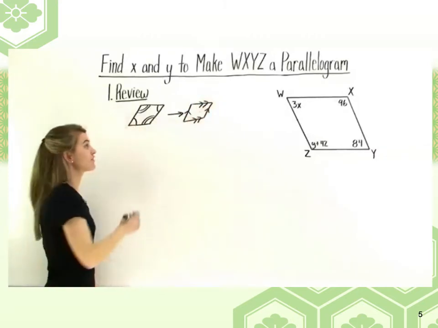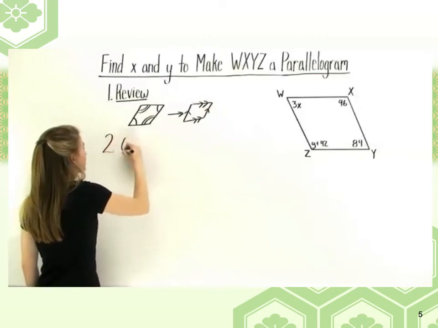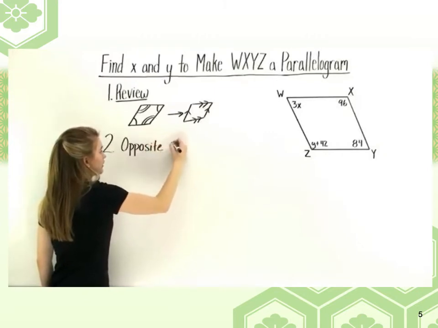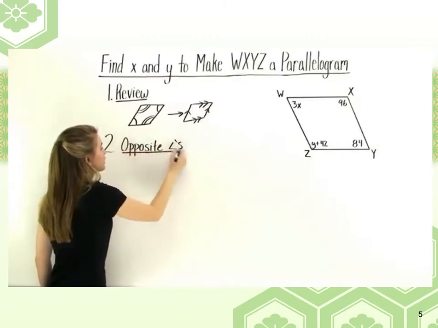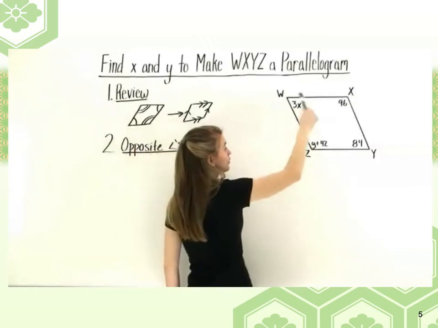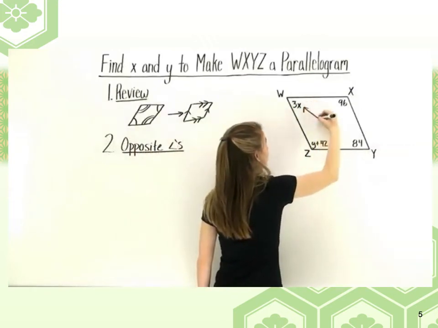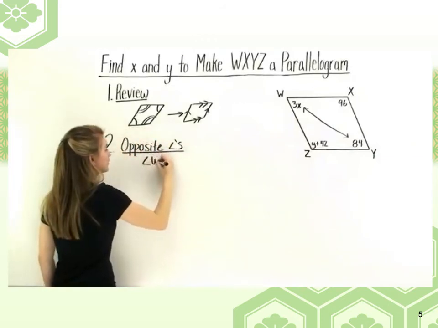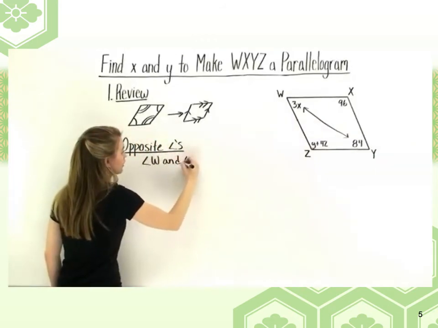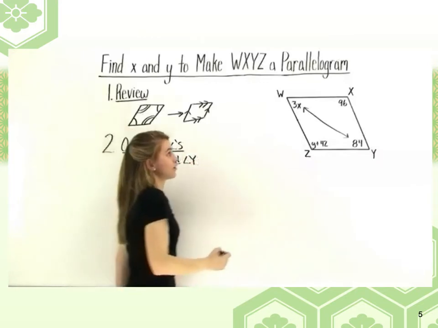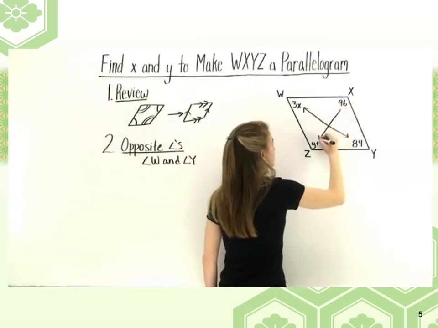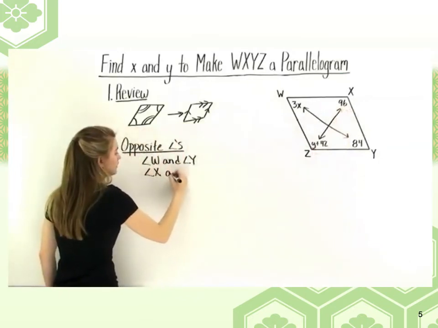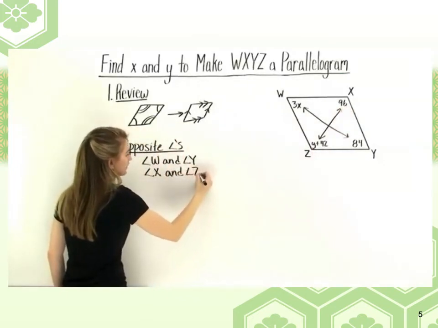Let's begin then by first identifying our pairs of opposite angles. In other words, what angles are opposite from one another? Well, let's take a look. Across from angle W is angle Y. That means angle W and angle Y are opposite angles. So we can write angle W and angle Y are opposite angles. Across from angle X is angle Z. So we can write that angle X and angle Z are opposite angles.